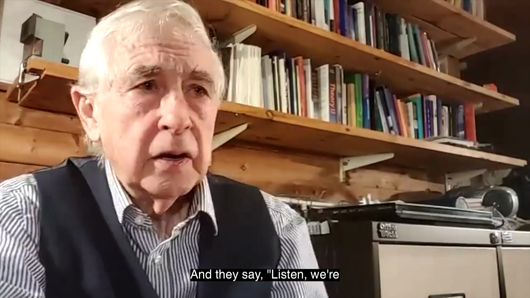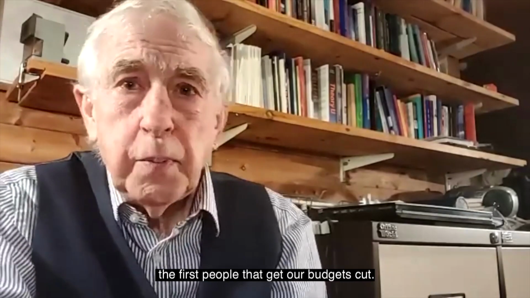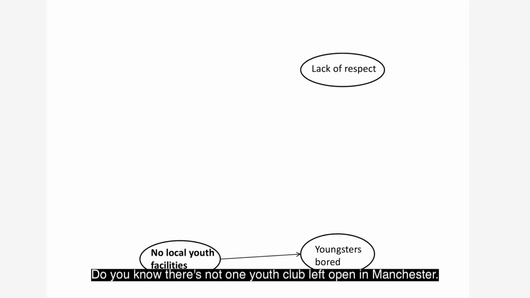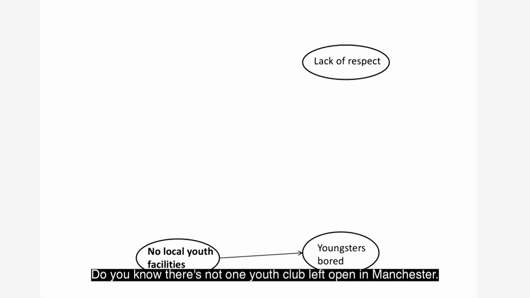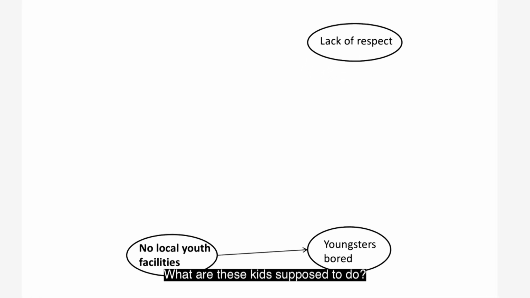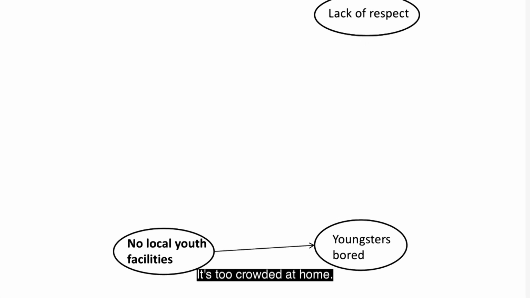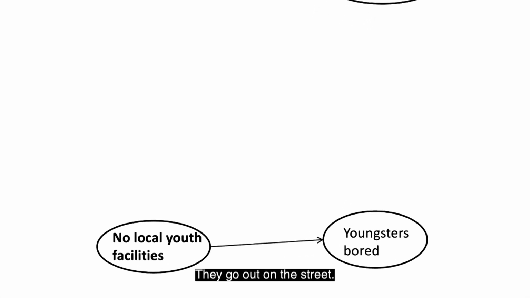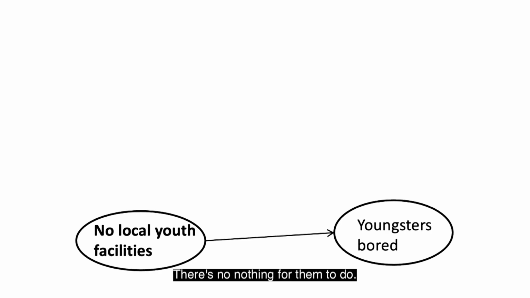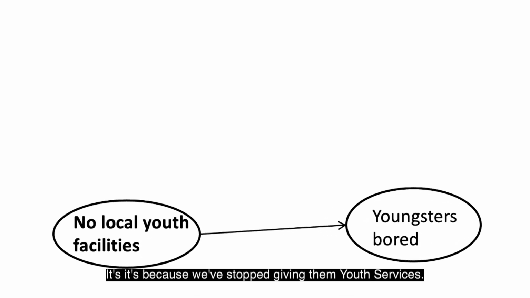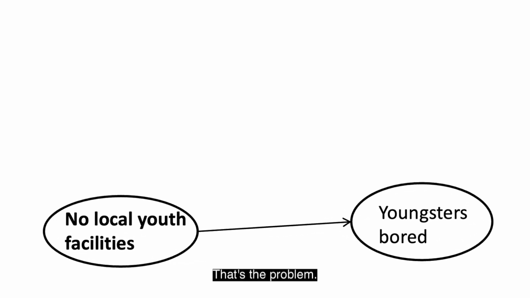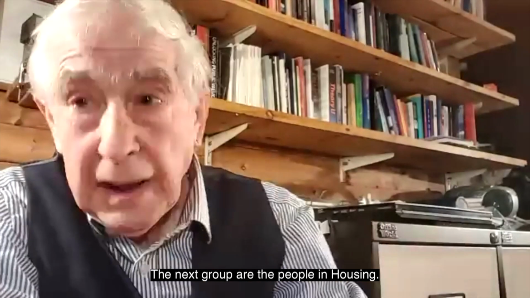And they say, listen, we're the first people to get our budgets cut. Do you know there's not one youth club left open in Manchester? What are these kids supposed to do? They come home from school. It's too crowded at home. They go out on the street. There's nothing for them to do. It's because we've stopped giving them youth services. That's the problem. If we opened up a few sports facilities or a youth centre, the problem might get solved. That was their view.